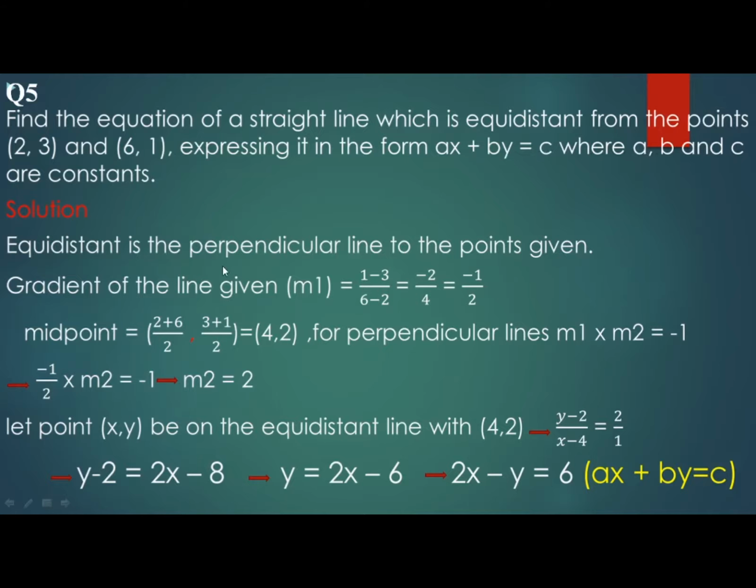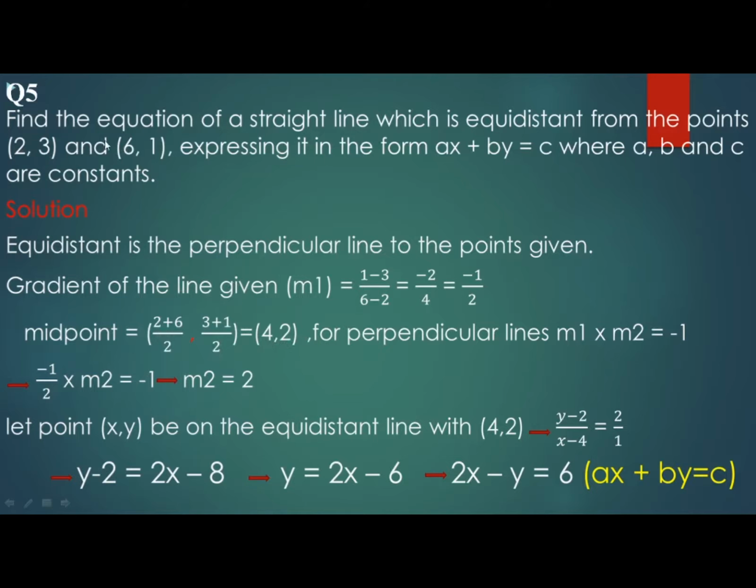So what we do first, when you have the term equidistant, I said from the onset that equidistant means it is perpendicular and it's passing at the midpoint. So we need to find the midpoint where it will pass. So the midpoint where it will pass is 6 plus 2 over 2, and 3 plus 1 over 2, which is (4, 2). That is where it will pass.